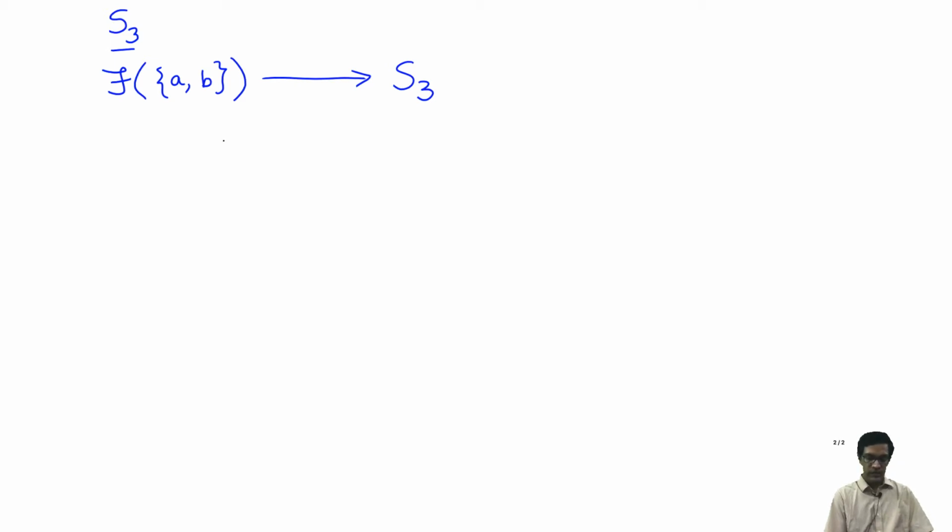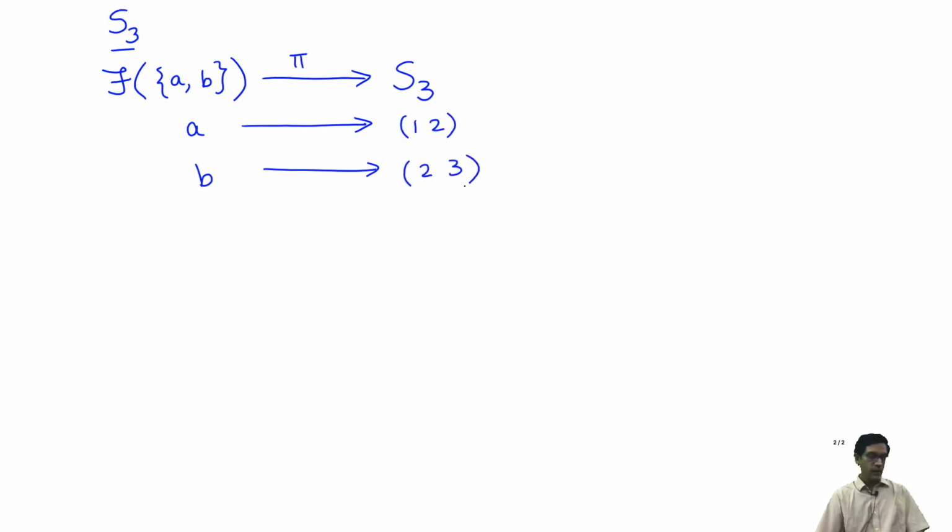Now, how did we define this map? Let's call this map pi. It was given by the following. You map the generator A to the transposition (1 2) and B to the transposition (2 3), the two simple transpositions. If you specify the values on A and B, that's enough to give you a group homomorphism from the corresponding free group. That's by the universal property of the free group.